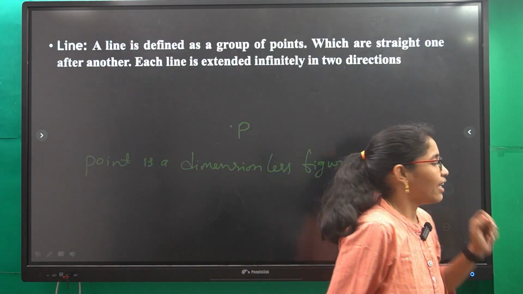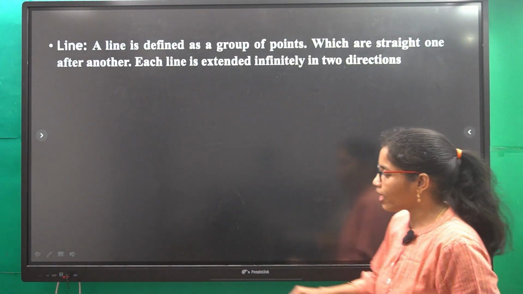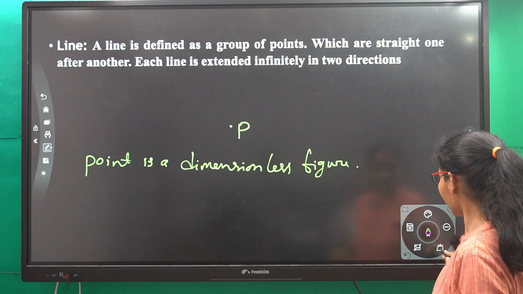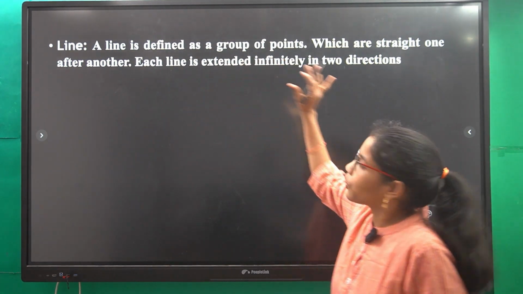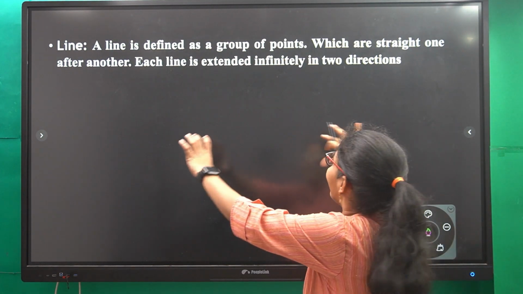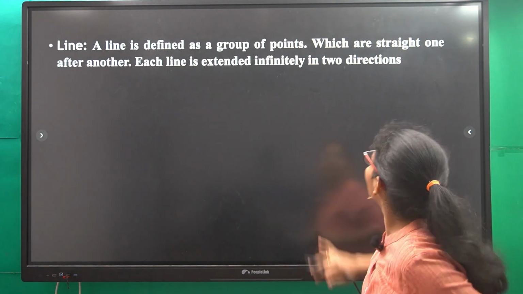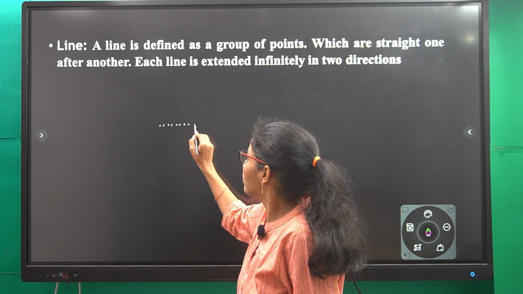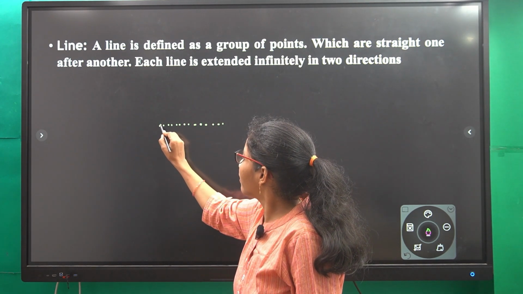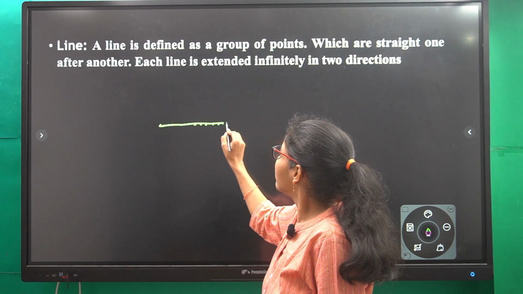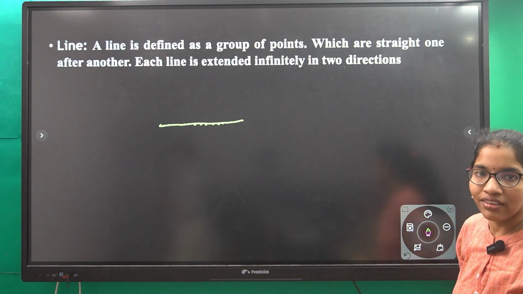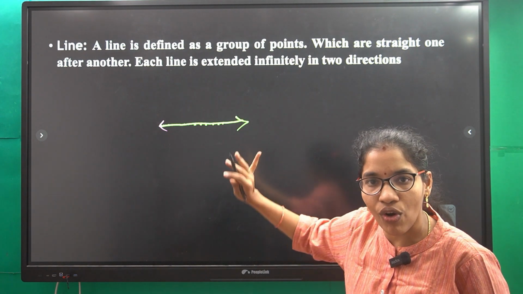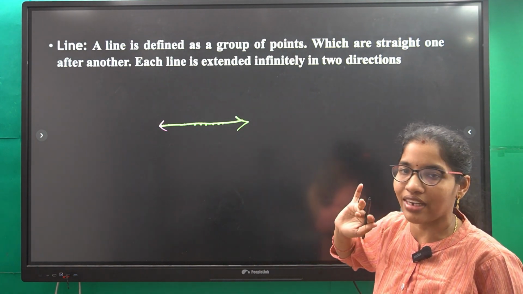The next one is line. So what is meant by line? Line is nothing but, a line is defined as a group of points. Okay, a group of points which are straight one after another. That means like this. Okay, whenever a group of points are straight one after another, okay, this is formed what? A line. Okay, this is called a line or straight line. You can call it as a straight line.